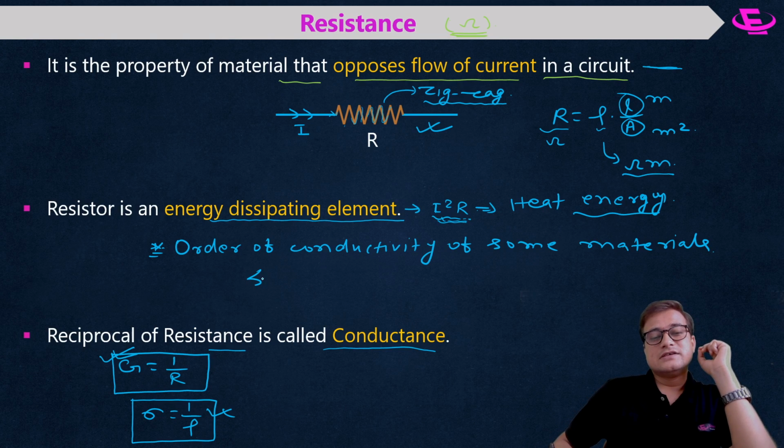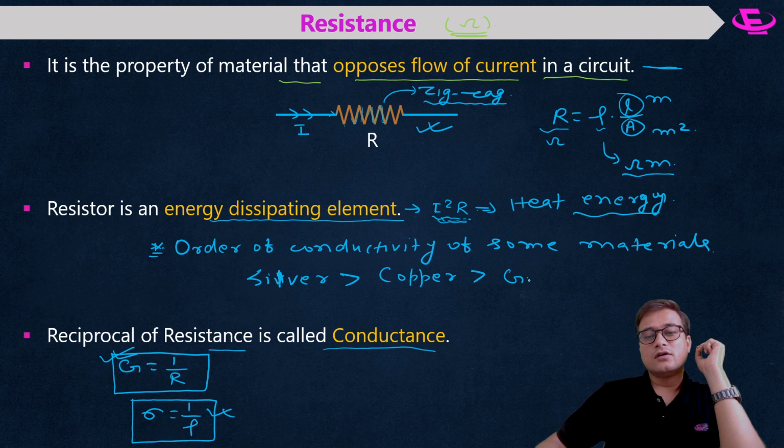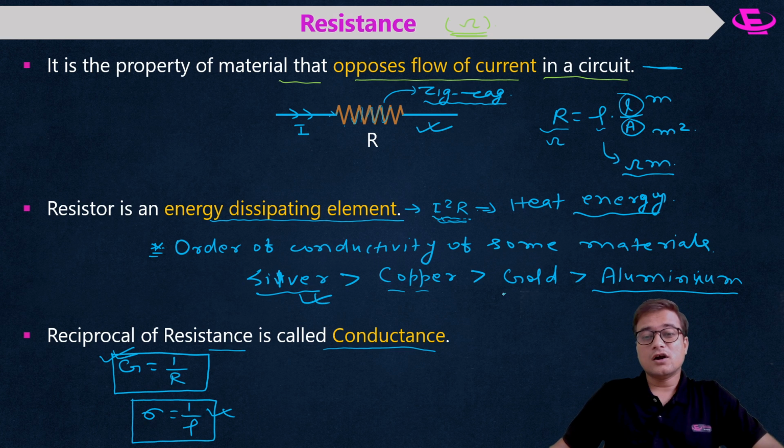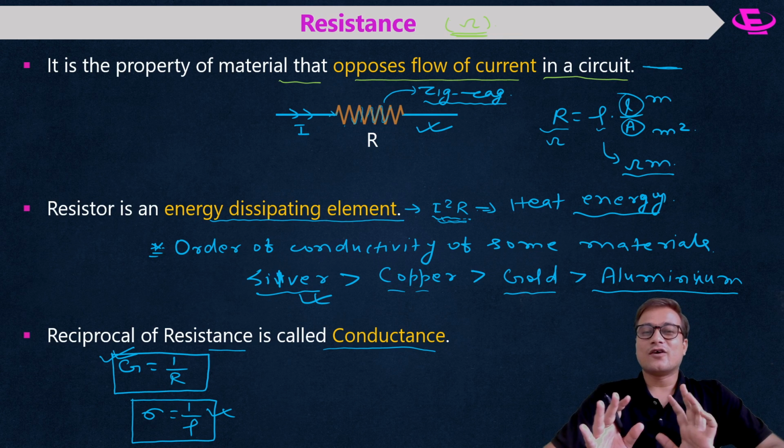So what am I writing? Silver. Silver has the highest conductivity. Silver, then copper, then gold, then aluminium. Silver has the highest conductivity, then copper, then gold. Gold is in third position. Clear? Gold is good for jewelry. We are not using gold here in electrical engineering for wire purposes.